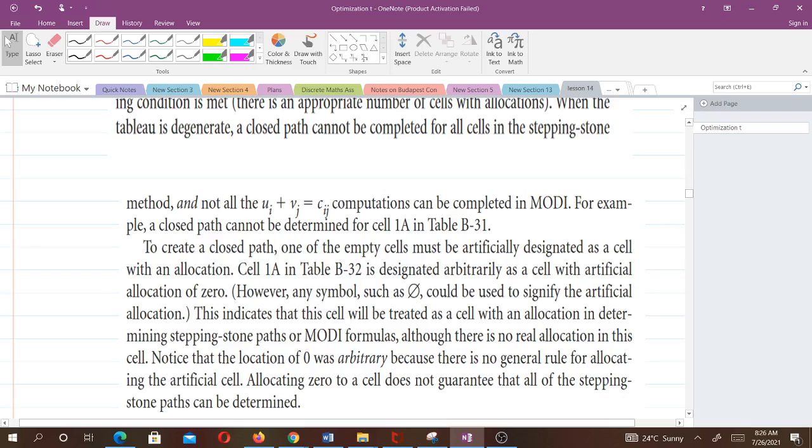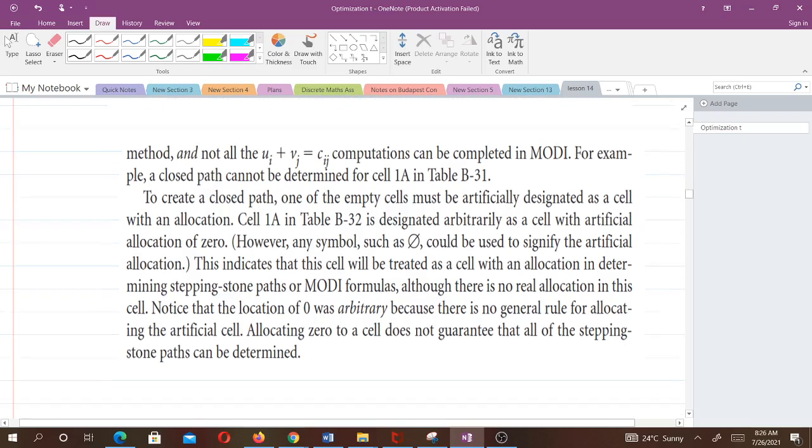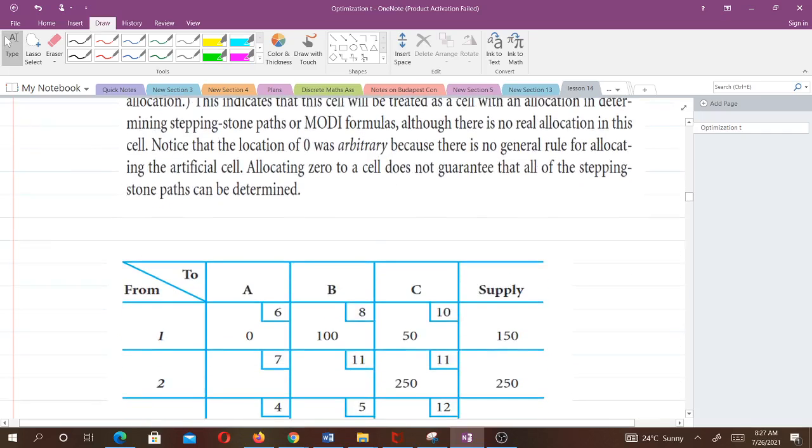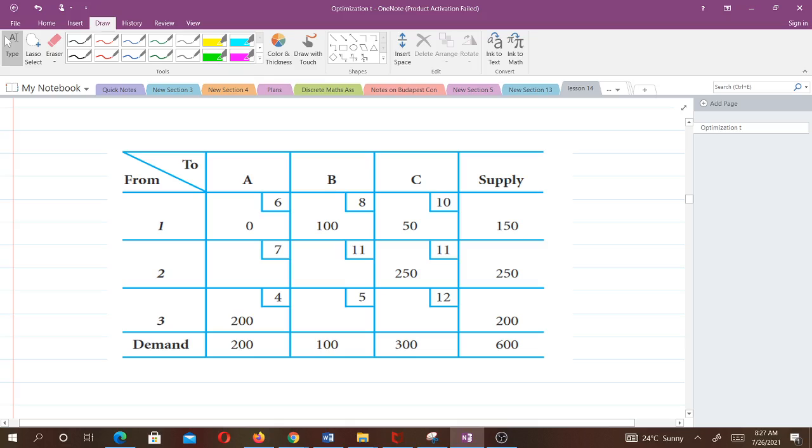I've said all this already. So we choose that arbitrarily. You can see that now when we put 0 here to create an artificial allocation, we can calculate the stepping stone path. So now we've been able to artificially make our problem not degenerate. Then we can use the stepping stone path or the modified distribution method to solve it.